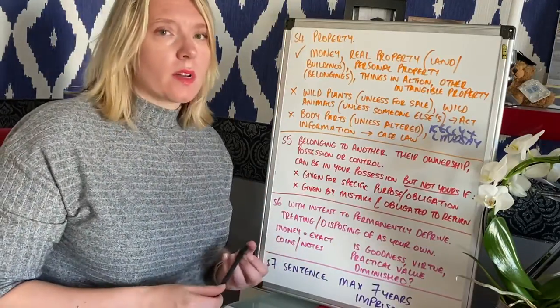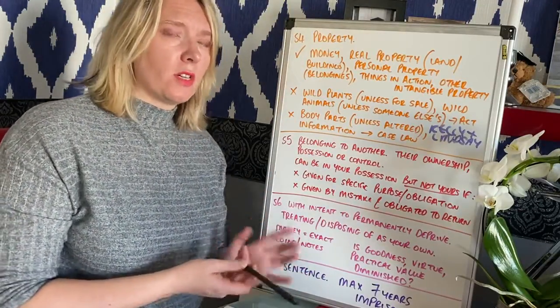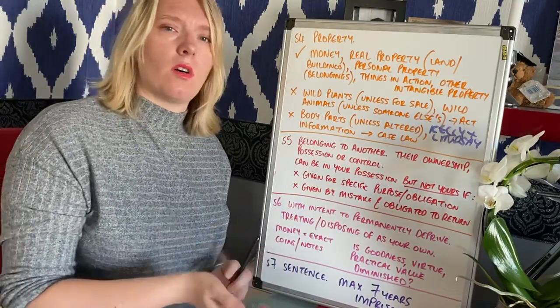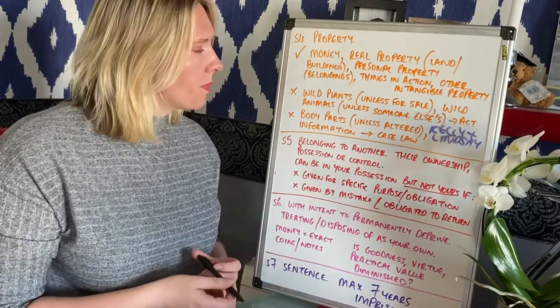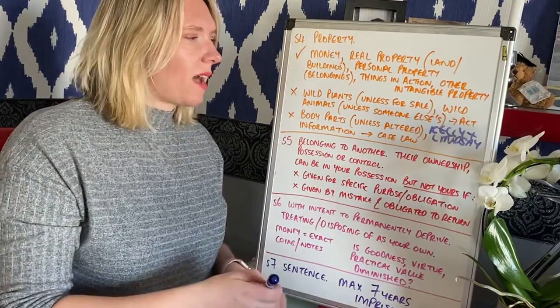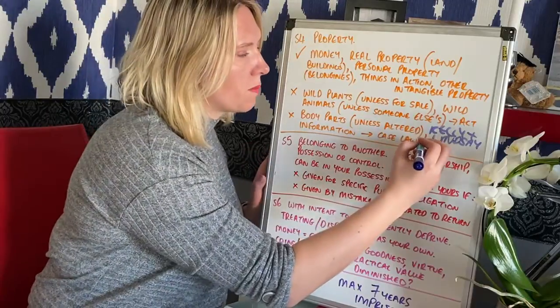Information also can't be stolen, although there may be other alternative crimes that a person might be charged with, for example, fraud or looking at copyright law. So information is not property that can be stolen. And this was decided in the case of Oxford versus Moss.